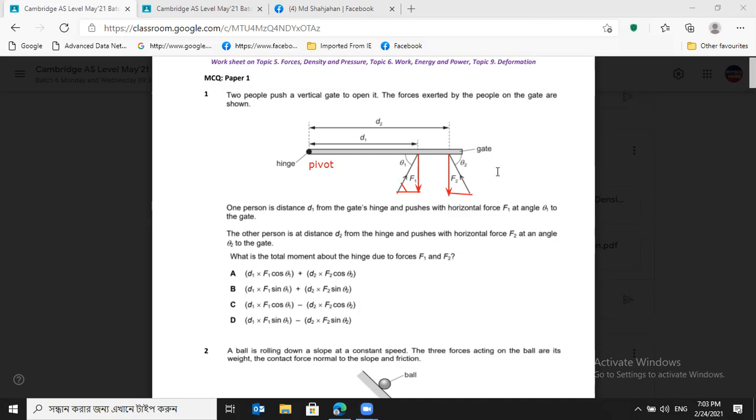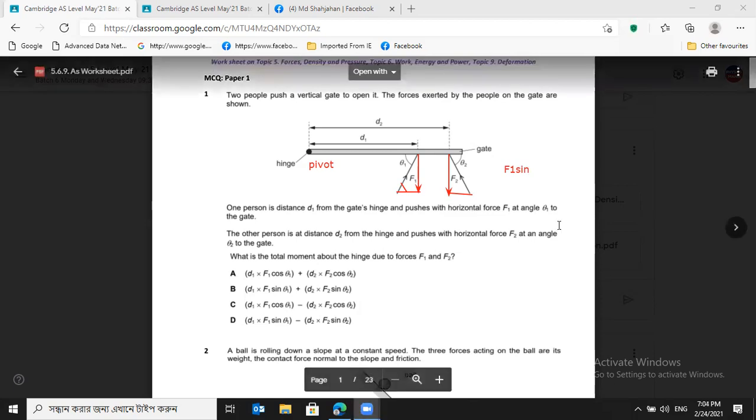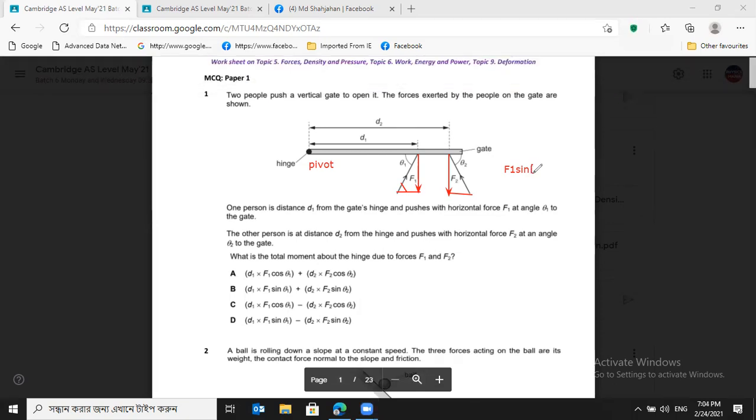You can write here one is F1 sin theta1, F1 sin theta1, right? Theta1, theta we can write or I can sketch it here, theta. Yeah, you just write here theta1. So this one is for this one vertical component, okay? And for this one you'll get F2 sin theta2, right?